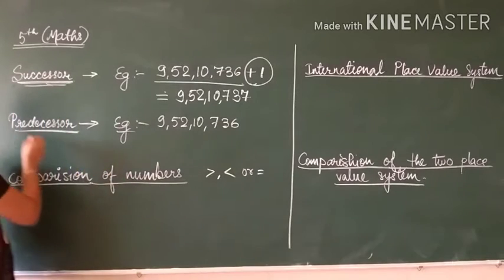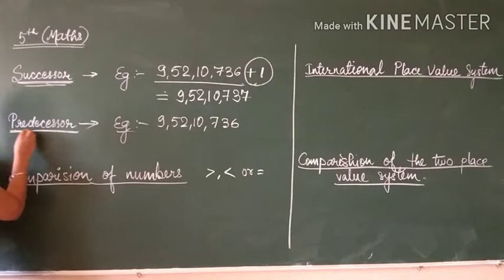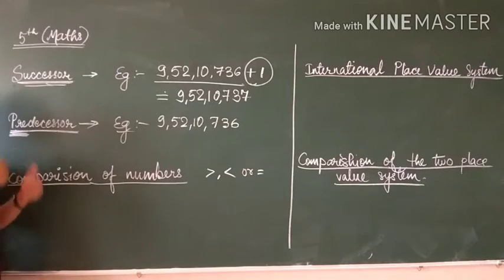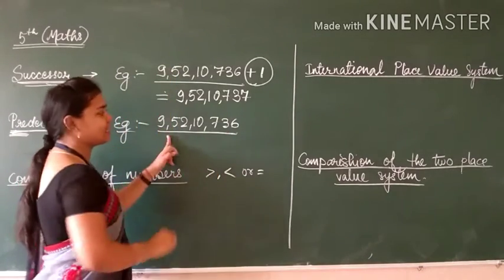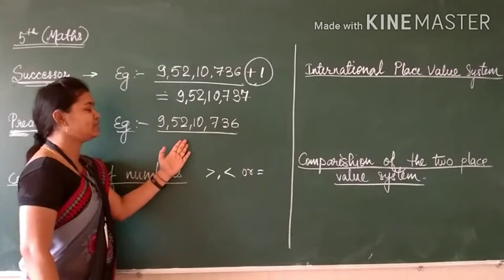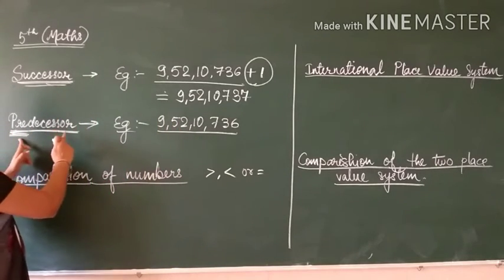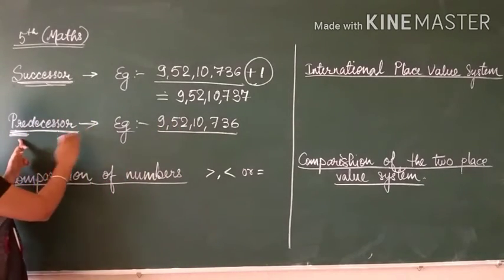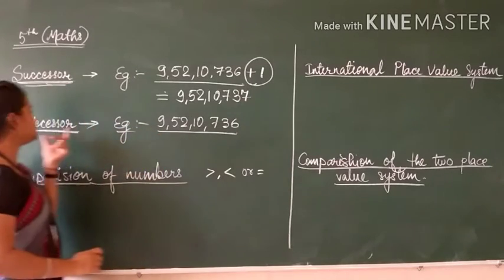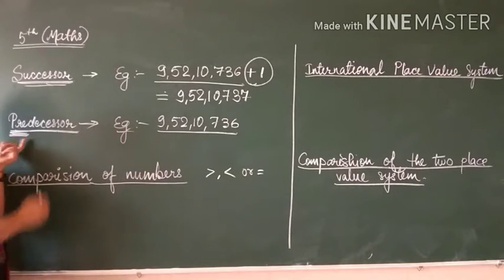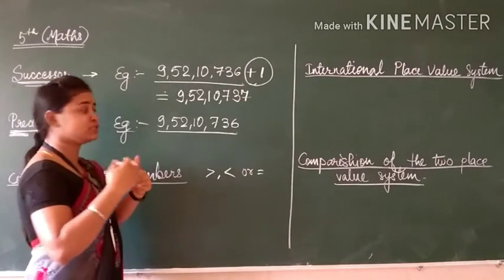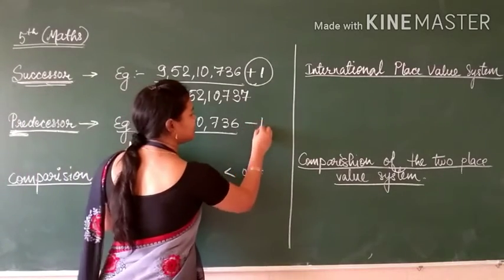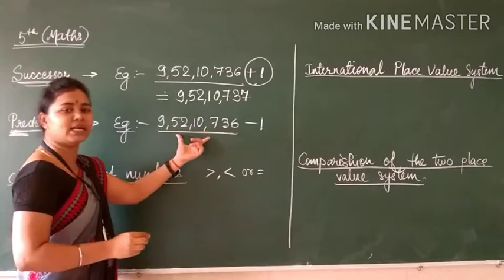At the same time, predecessor. We get the term pre here. Pre means previous. For example, I have taken the same number, and we have to find the predecessor of this number. Predecessor means the previous. Pre is the term we get here. Predecessor, pre. Pre means previous. So, minus 1. Here the trick is only minus 1 from the given number.